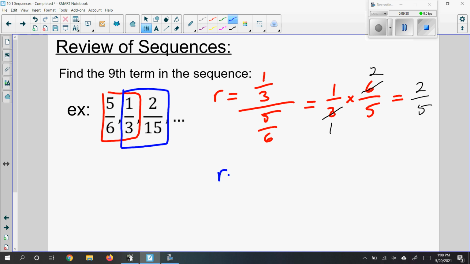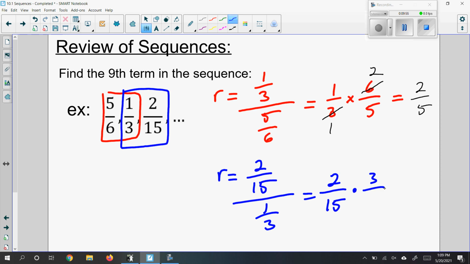Okay, so now let's check the other two terms. 2/15 over 1/3. We'll keep, change, flip. 2/15, oops, times 3/1. Okay. 3 goes into 3 once, and into that 5 times, so we end up with 2/5. So this is geometric, and the ratio is 2/5.